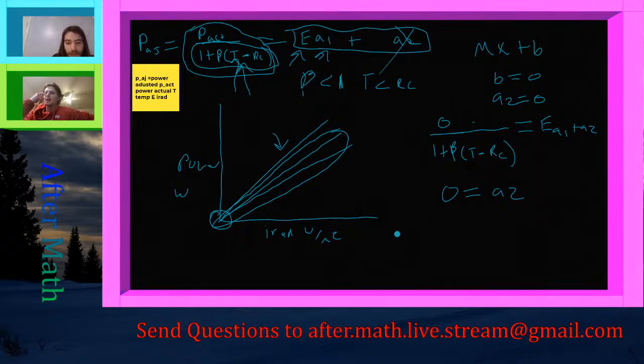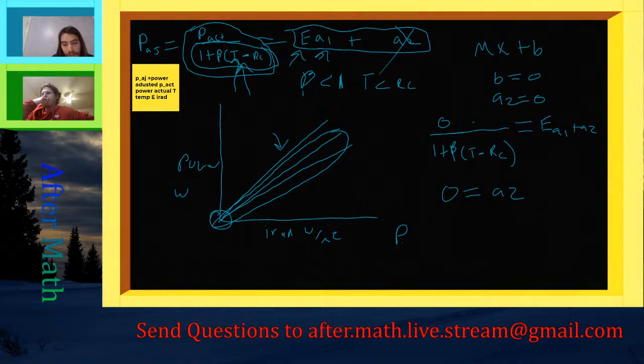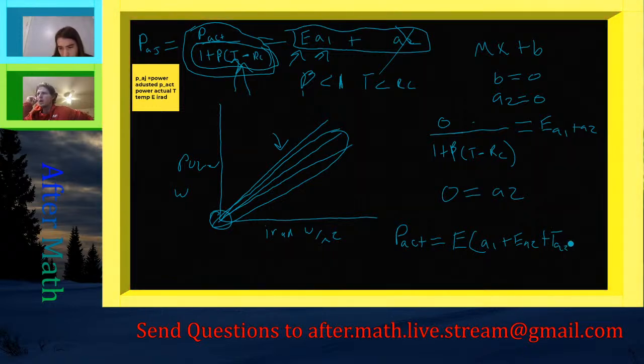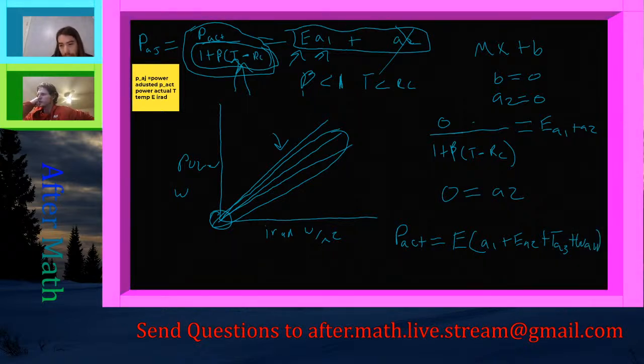There's another equation that states this, and this one is why I like it a lot more. So we have power, and this is actual power, this is reporting power, equal to E in parentheses A1 plus E A2 plus T A3 plus W A4. Now that W stands for wind.